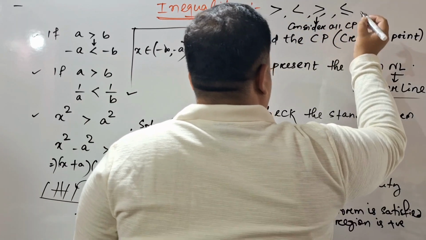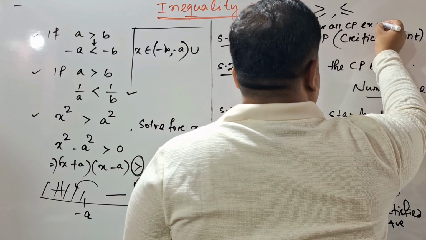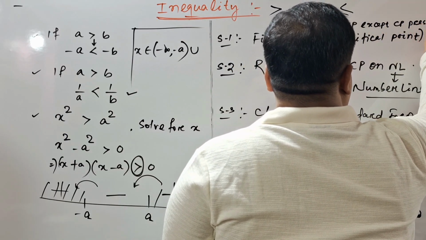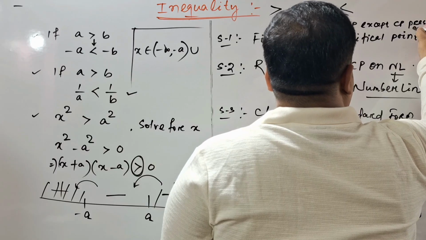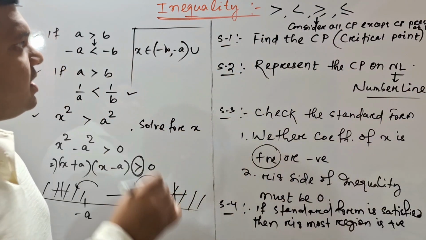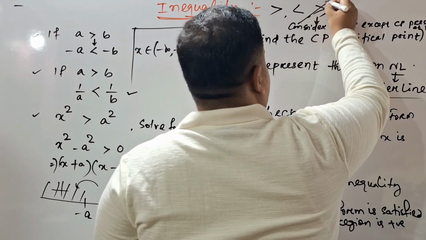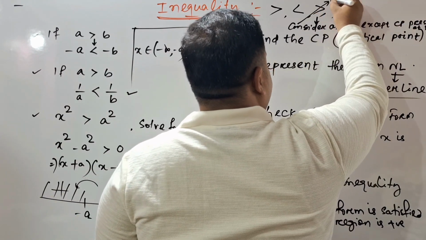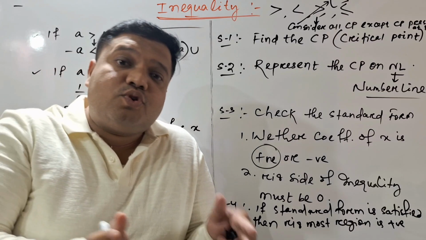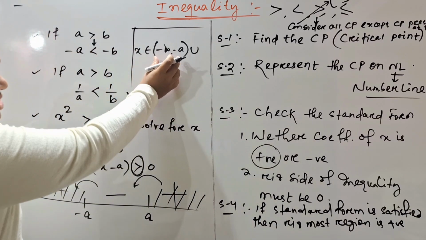Consider all critical points except the critical point present at the denominator. So here we are going to consider all critical points. Greater than or equal to means here you use a close bracket. But for greater than or less than, there you have to use an open bracket. That's why here I am using an open bracket.